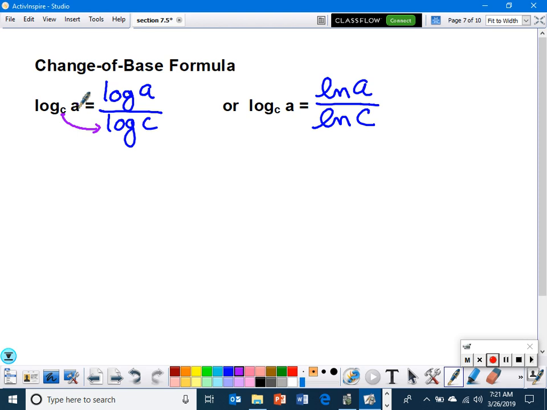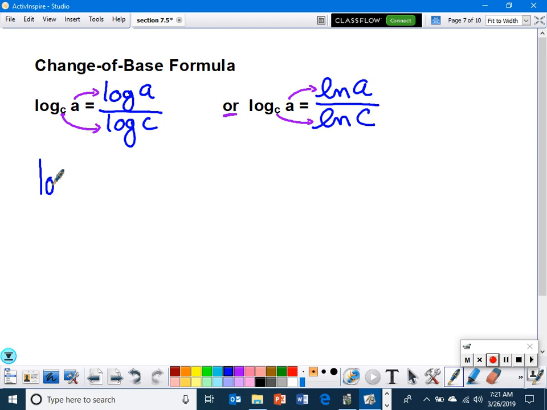The big number, the A, is the numerator. That's just written log A. All right? Or we can use natural logs. Okay? So you'll notice the base goes on the bottom and the big number goes on top. All right, let's look at a couple of examples.